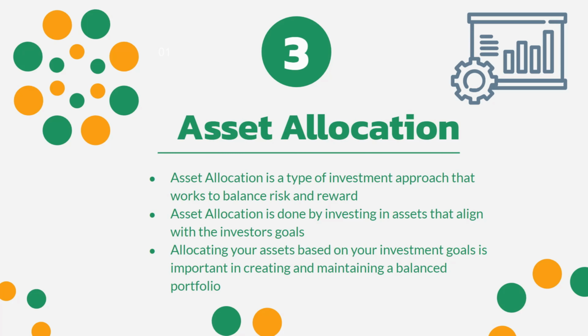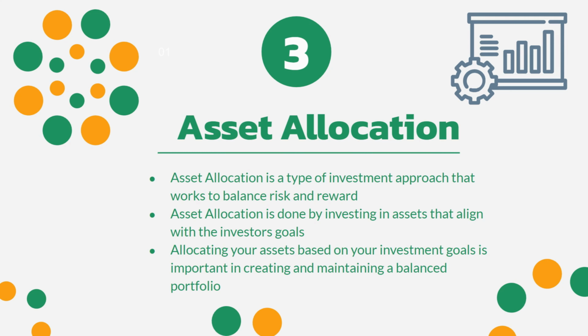The third part to creating a successful portfolio is asset allocation. Asset allocation is a type of investment strategy that works towards maintaining the balance between risk and reward through allocating money into different assets based on the goals of the investor. Asset allocation also aims to build a portfolio with non-correlating assets.